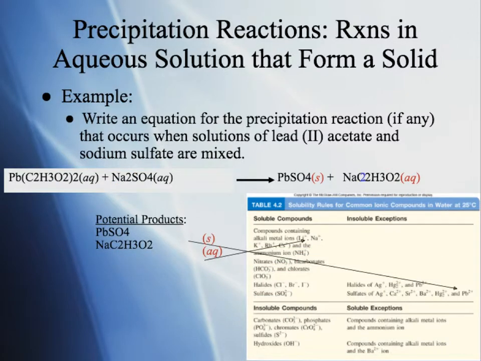All right, so let's do one more example before we do a couple of you-try-its. So write an equation for the precipitation reaction, if any, that occurs when solutions of lead(II) acetate and sodium sulfate are mixed. Okay, so the first thing we have to do is write the chemical formulas for lead(II) acetate and sodium sulfate. And here we are.